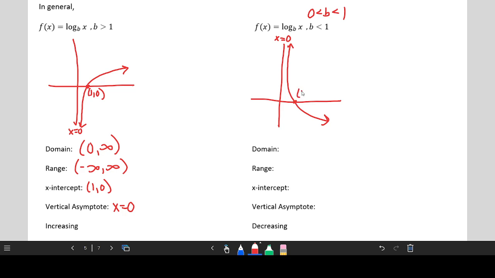Still have the point (1, 0), because we still had the point (0, 1) on our exponential functions where the base was less than 1. We can see here the domain's still the same, only positive x's, and the range is still all reals. Really the only difference between a base greater than 1 and a base less than 1 is that the function is decreasing instead of increasing. And that was the case for our exponential functions as well. They had the same domain, range, intercept, and asymptote for all bases. It's just that when your base is less than 1, it's decreasing. If the base is greater than 1, it's increasing.